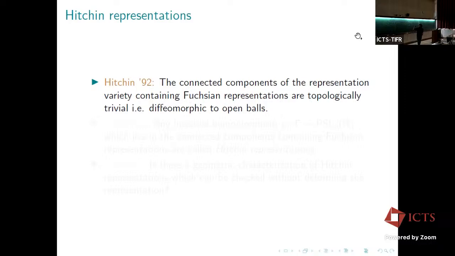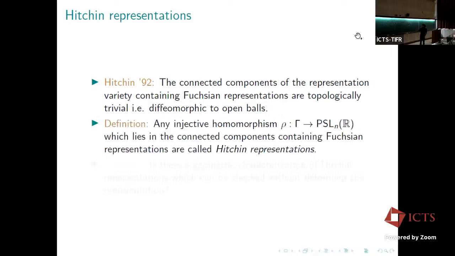So for us, the main objects are Hitchin representations. So what is a Hitchin representation? It's anything that is inside the Hitchin connected component. That means those connected components where the Fuchsian representations are, and which are topologically trivial. Any element there is called a Hitchin representation.